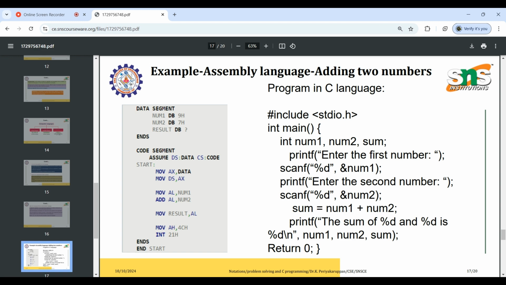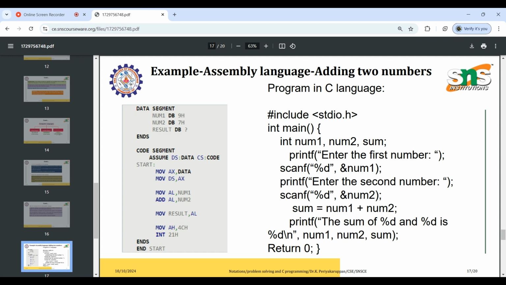So here we have the C program for adding two numbers, which has the header files and the main function, with the variables initialized to integer data type. We have printf for printing on the screen, and for reading we have scanf. And the computation: sum is equal to number one plus number two. Then we print the sum, then the program ends.